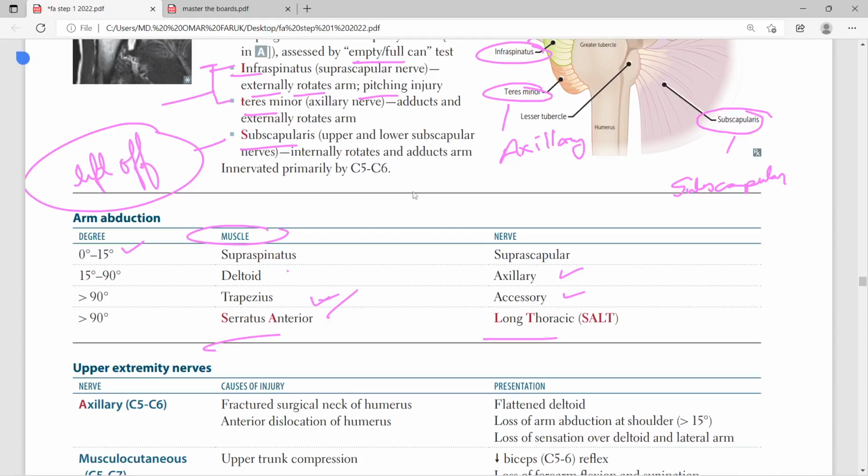Winging of the scapula happens due to damage of this long thoracic nerve, and the muscle involved is serratus anterior. You can easily remember it by SALT: serratus anterior, long thoracic, and winging of the scapula.